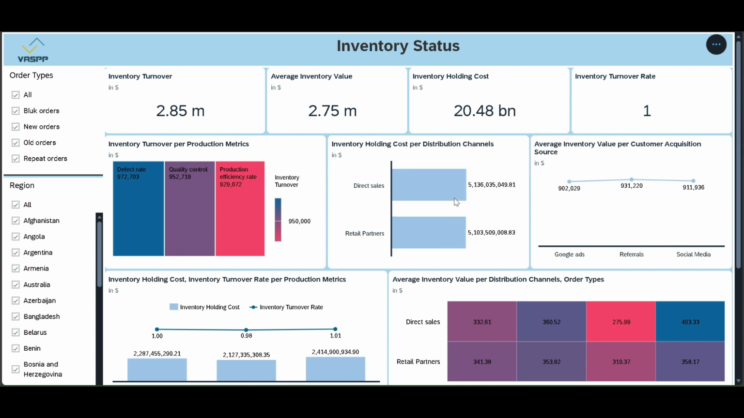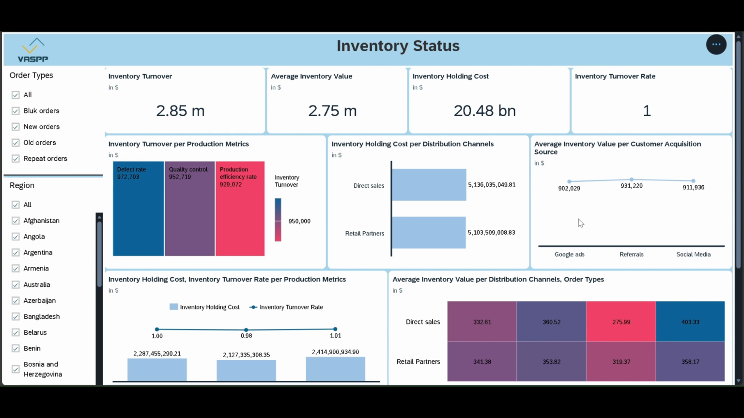The average inventory value per customer acquisition source. The chart shows consistent inventory value across acquisition sources, ranging between $902,000 to $931,000. This helps identify whether certain customer channels demand higher inventory stocking.